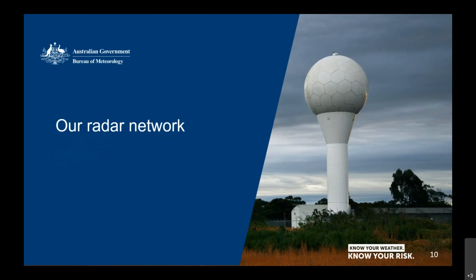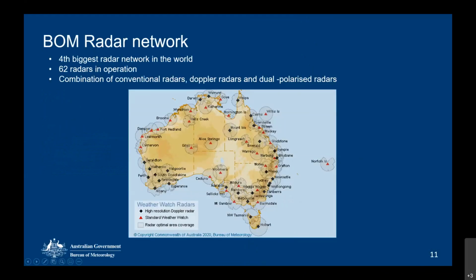Thanks, Jordan. Yes, currently the Bureau has 62 WeatherWatch radars in our network. We have the 4th biggest network in the world. That's behind the United States and China, which have around 160 radars in their network. And then the 3rd is Russia. They probably have a handful more than us. But we have 62 in operation.